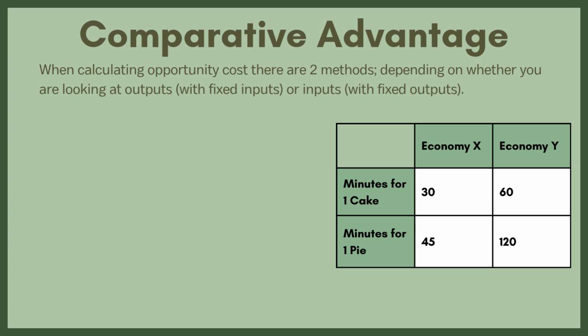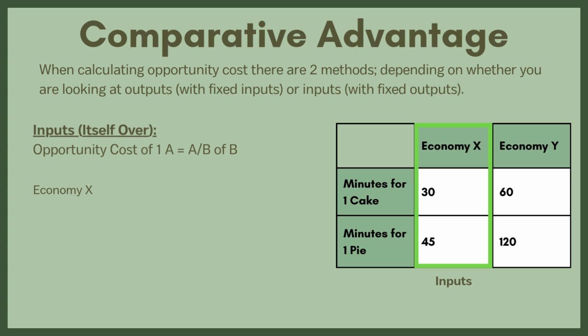This table focuses on the time that each economy inputs into the production of one good. The formula for finding the opportunity cost of producing one of good A is good A divided by good B. The way to remember this is inputs equals itself over.